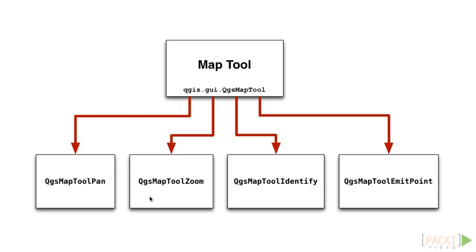Similarly, QGIS map tool zoom is used to zoom in or out when the user clicks on the map. QGIS map tool identify lets the user point to something and click, and the map tool will identify the clicked-on raster cell or vector feature.